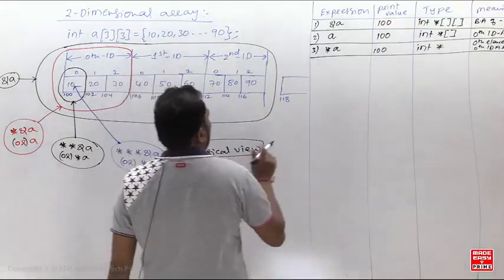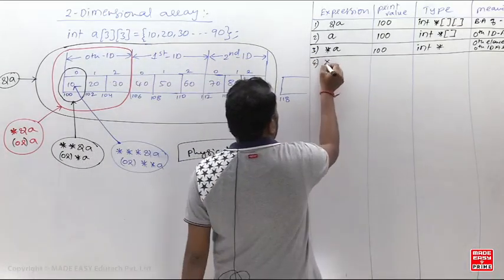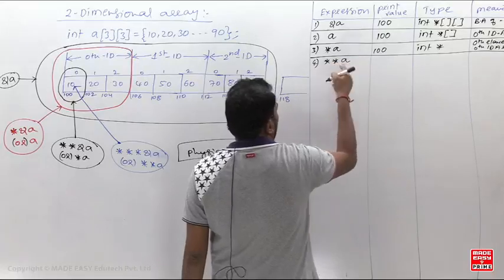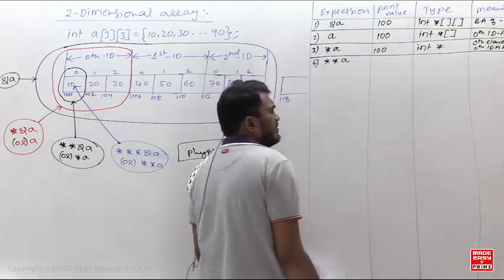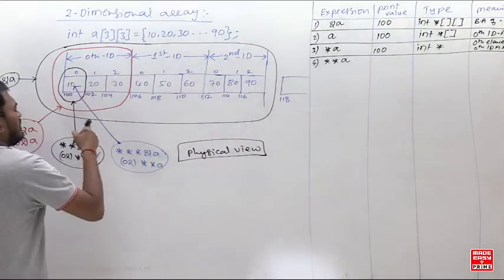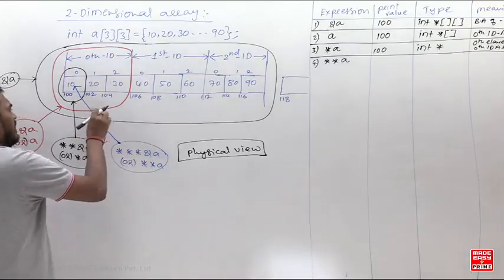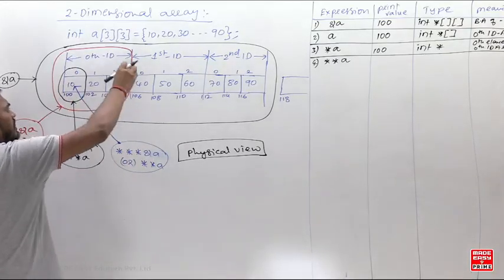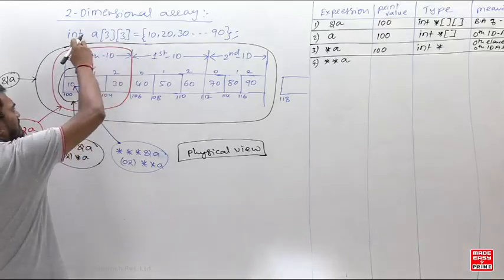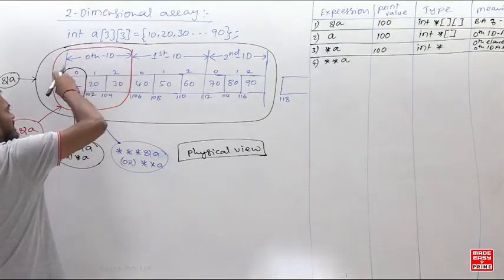Next, now if I say one more star, same thing. Double star A. If I say double star A, now tell me, A means, any doubt? There should be no doubt. A means it is pointing to the 0th 1D array. If I apply star A, we get the 0th element.